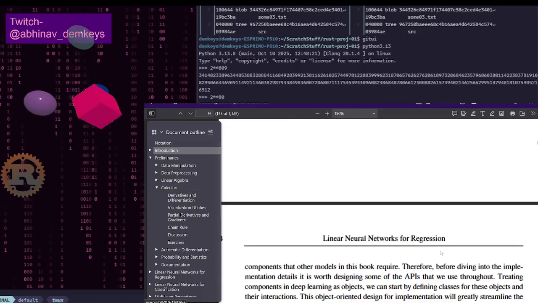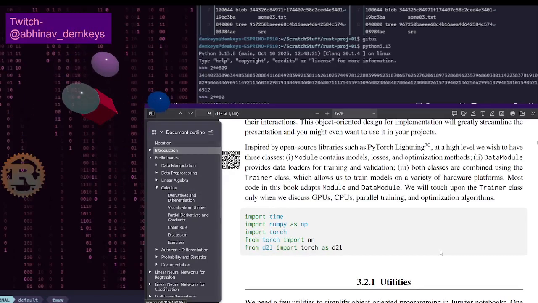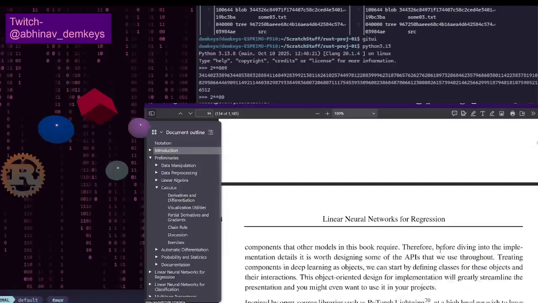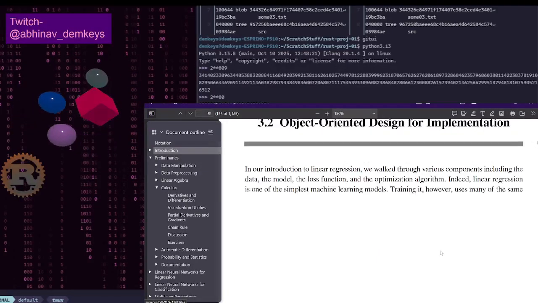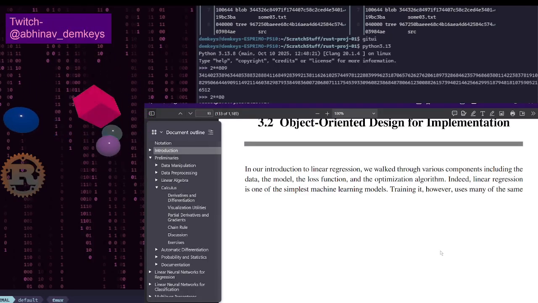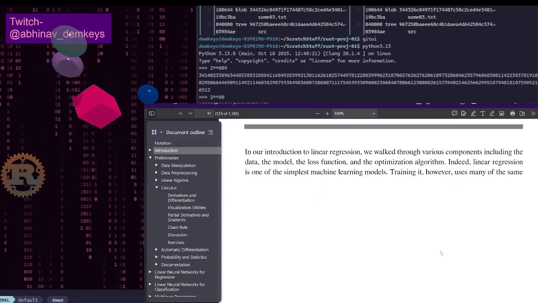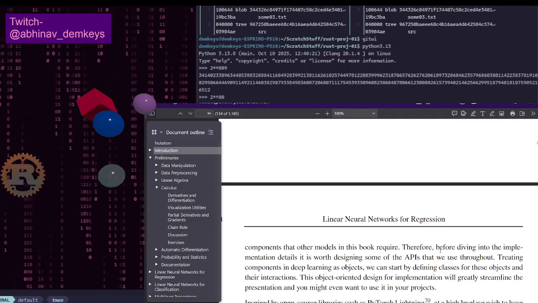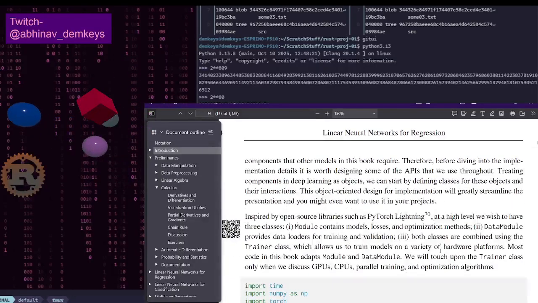Object-oriented design for implementation. Wait, let's read this a little bit. In our introduction to linear regression, we walked through various components, including the data, the model, the loss function, and the optimization algorithm. Indeed, linear regression is one of the simplest machine learning models. Training it, however, uses many of the same components that other models in this book require.